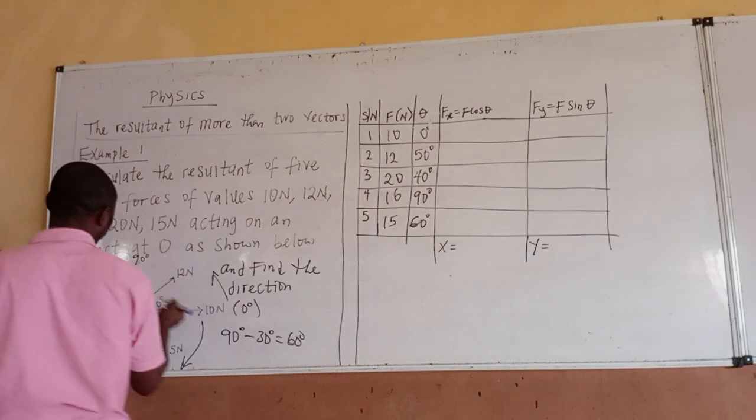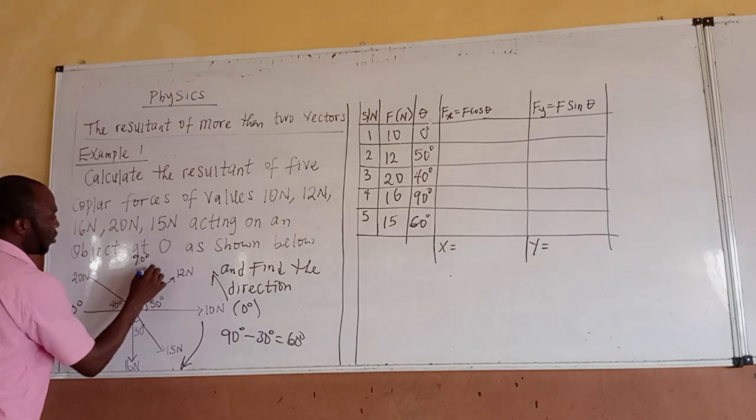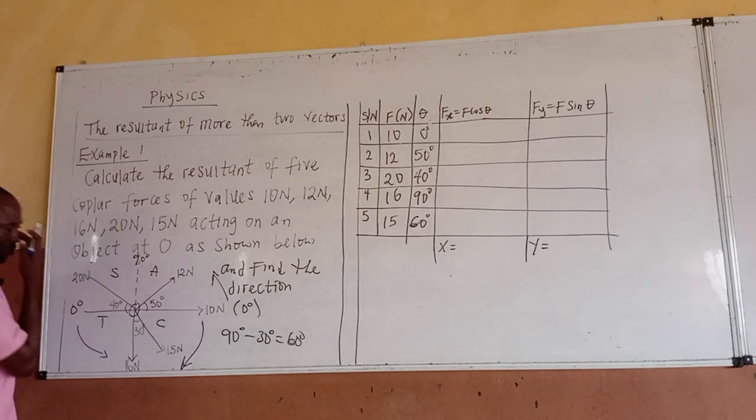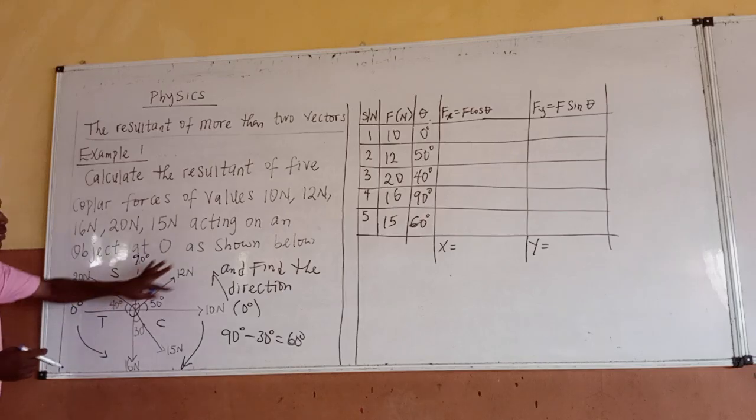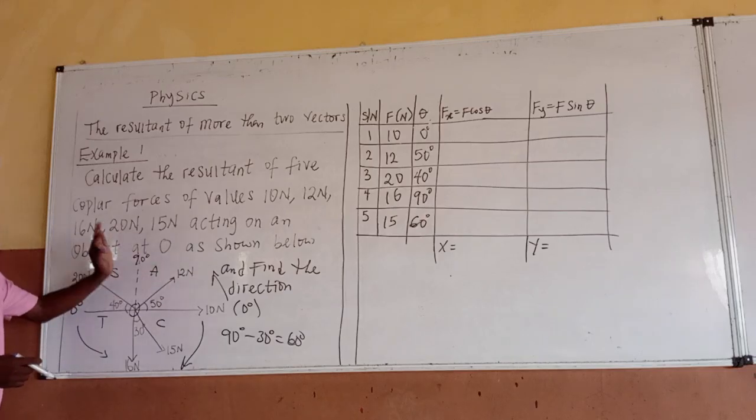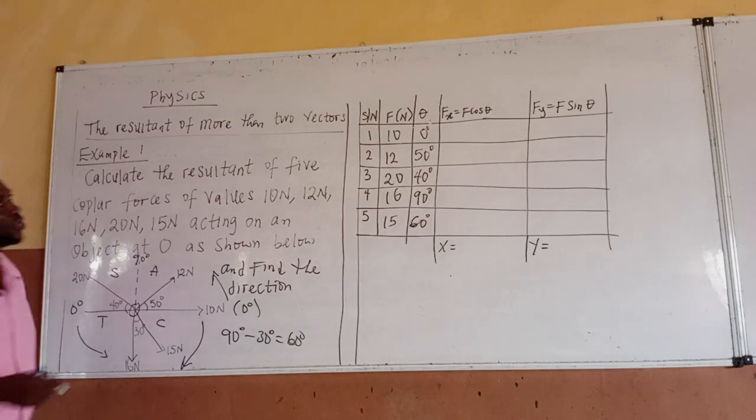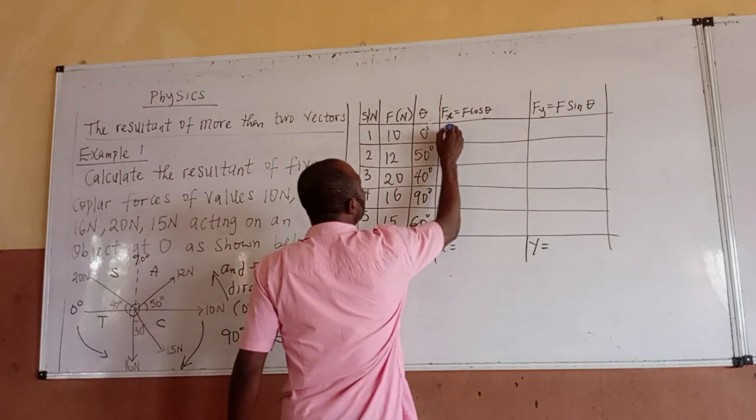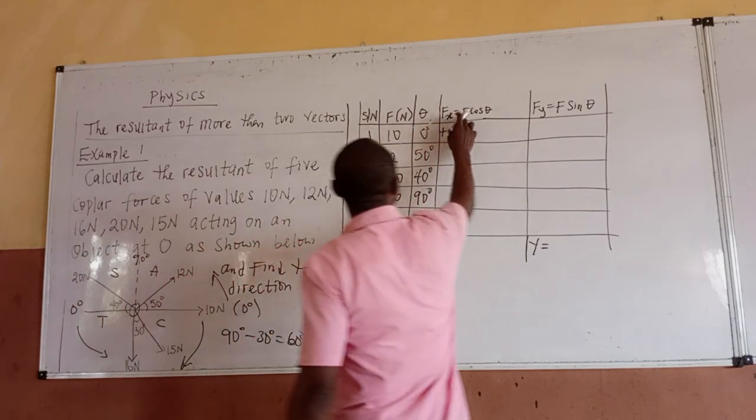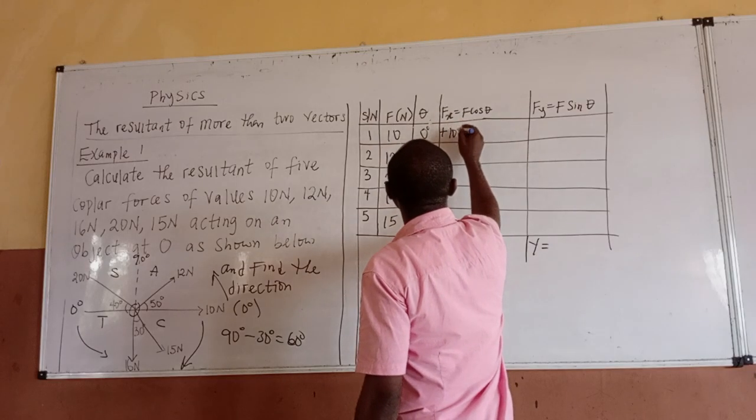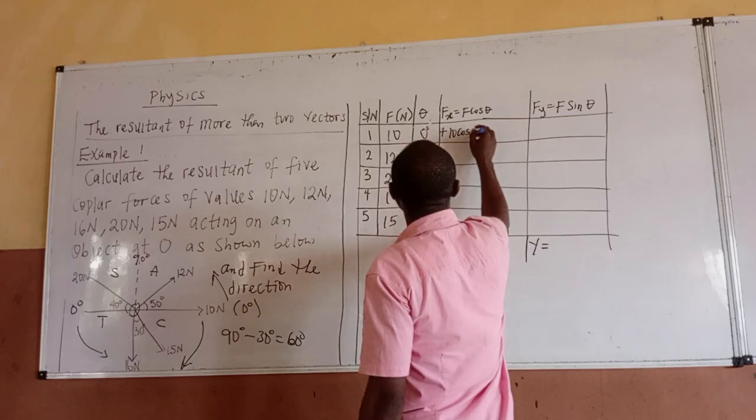Don't forget, just try to write it so that you remember: All Science Students Take Chemistry. All means that anyone here, either sine or cosine, is positive. These two here are in that place. So you have plus, the first is 10, then times cos 0.